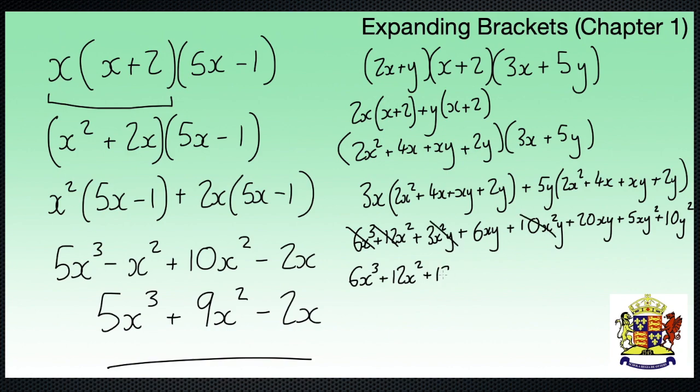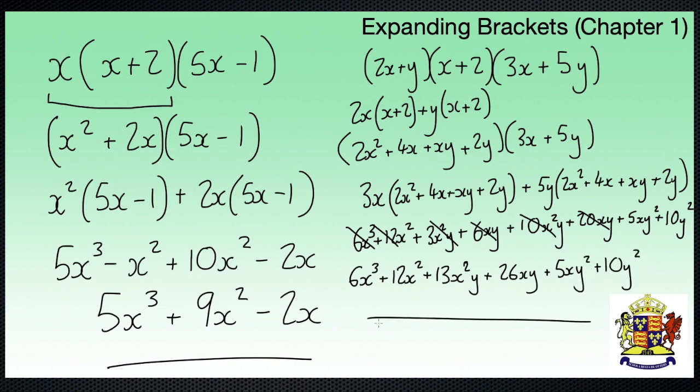So we have 13x squared y. Okay, xy's, we've got 6 and we've got 20. So we have 26xy. And that's it for the similarities. So we end up with 5xy squared plus 10y squared. Whoa, that's a tough one. Okay, so that's our grouping method.